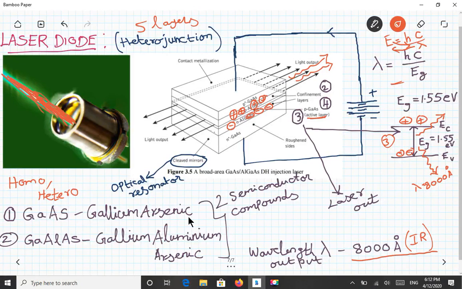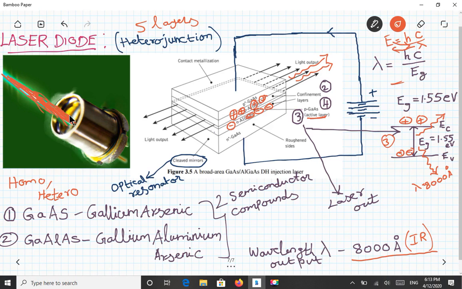The applications: it is used for surgery and navigation purposes, then in internet fiber optic cable systems for transmission of data, and then CD writing and data storage techniques. The next topic we are going to see is optical data storage, that is, reading and writing of data in CD-ROM or DVD using the laser. For that also laser is used.